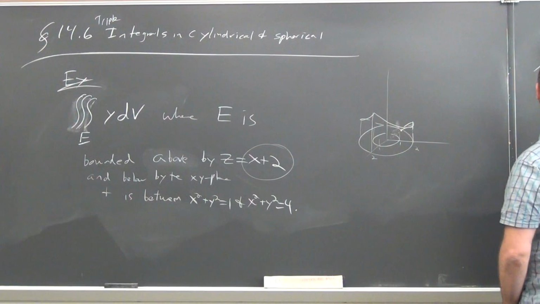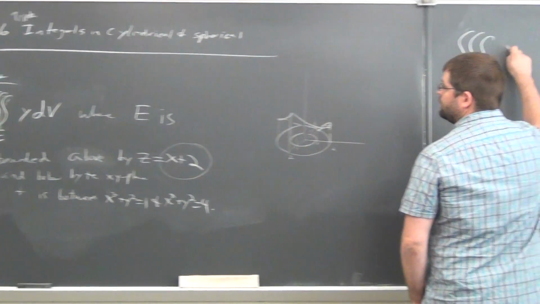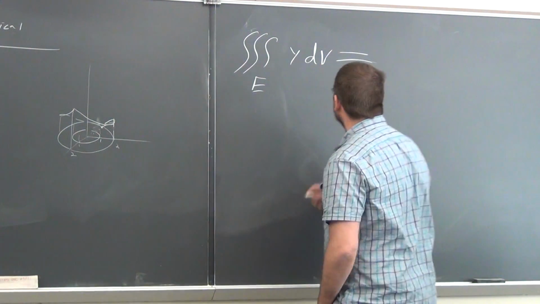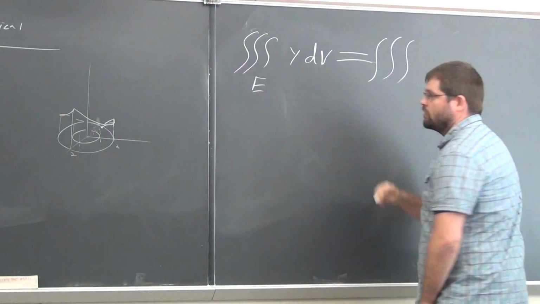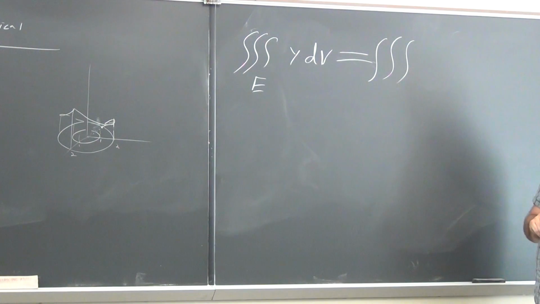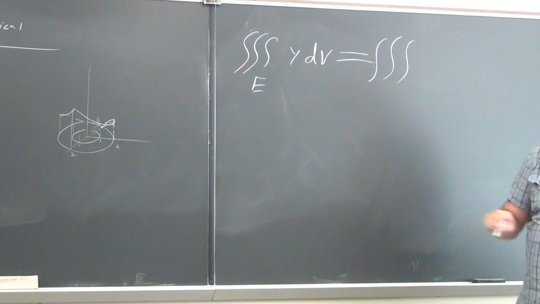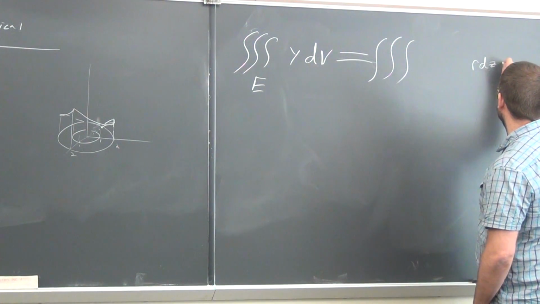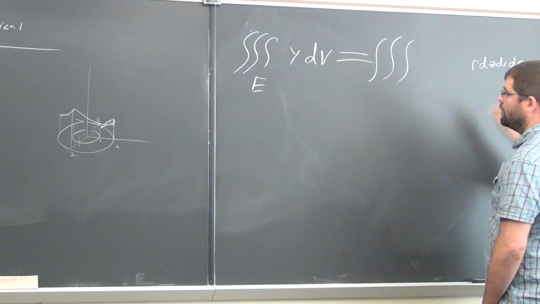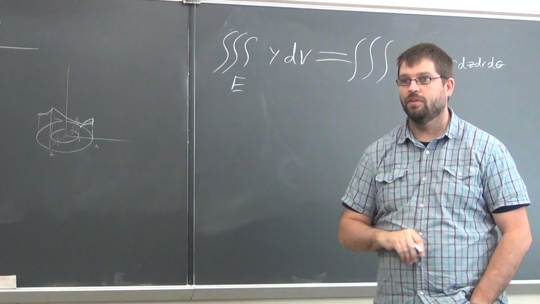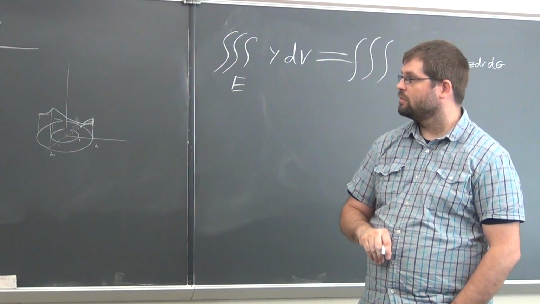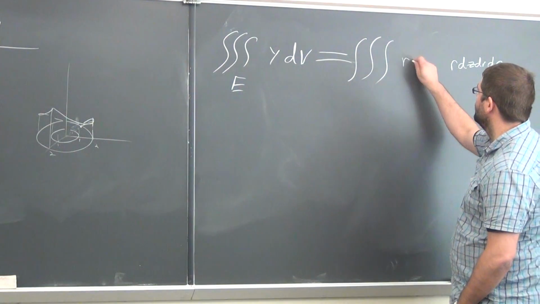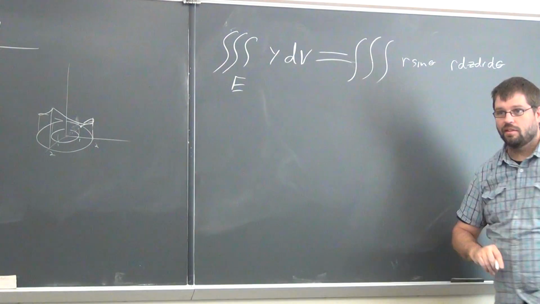So this triple integral, okay, we're going to convert over to cylindrical coordinates. So what's the dV get replaced with? r dz dr d theta. What's the y turn into? r sine theta. Does that make sense so far?